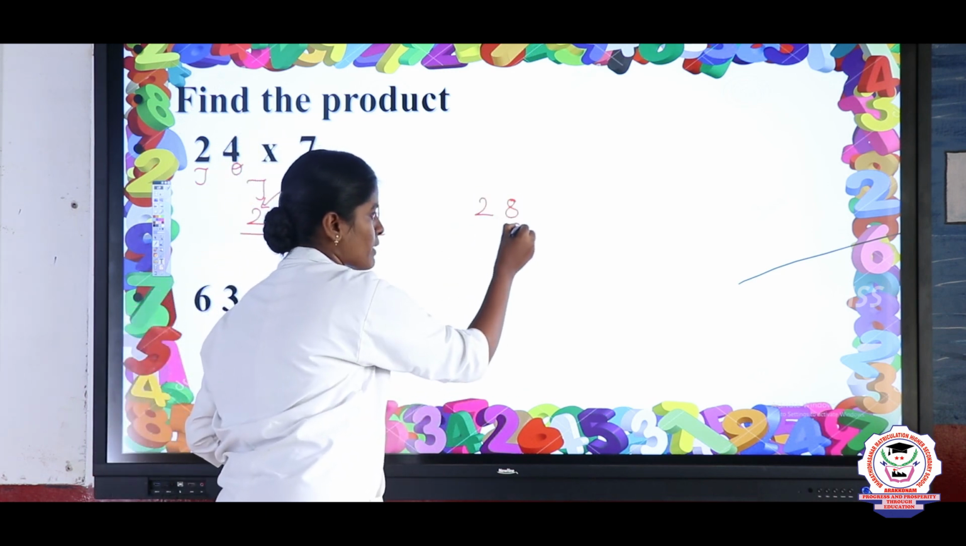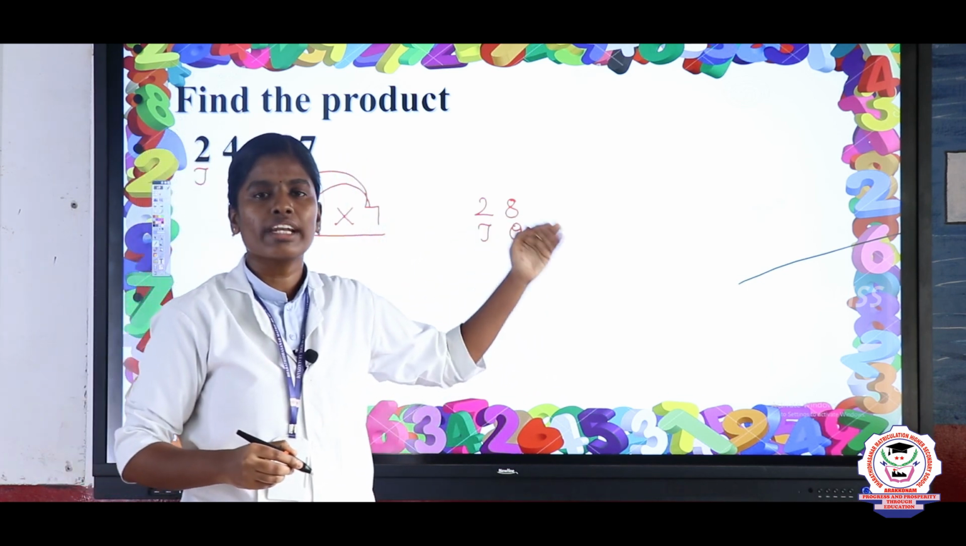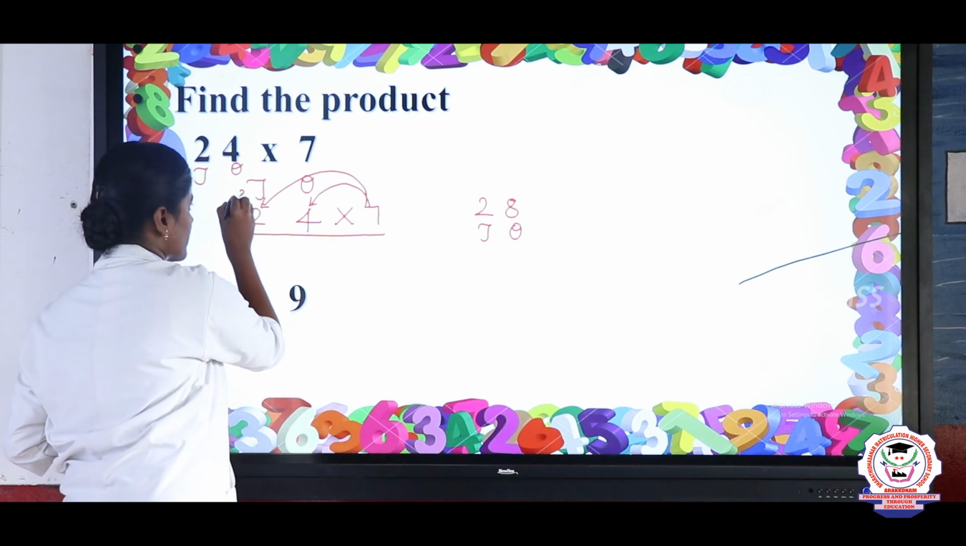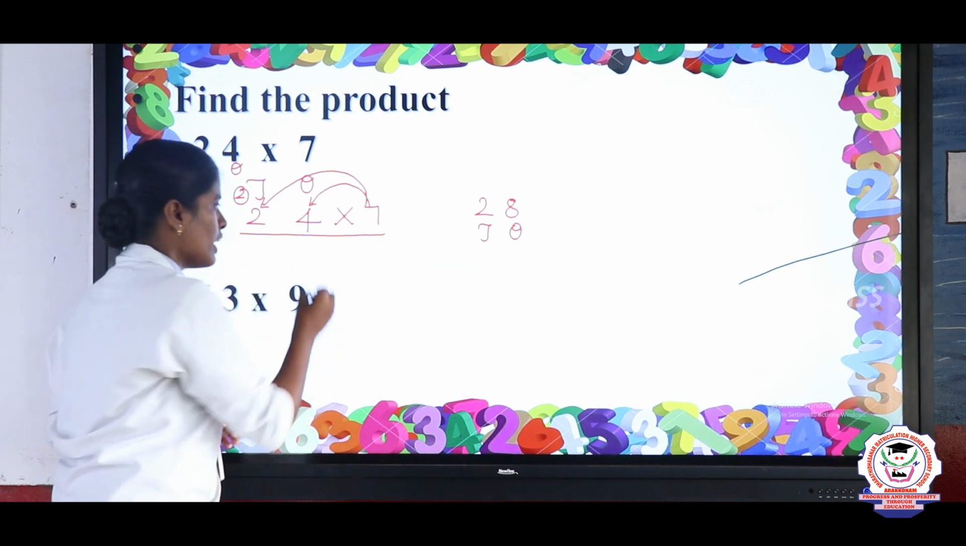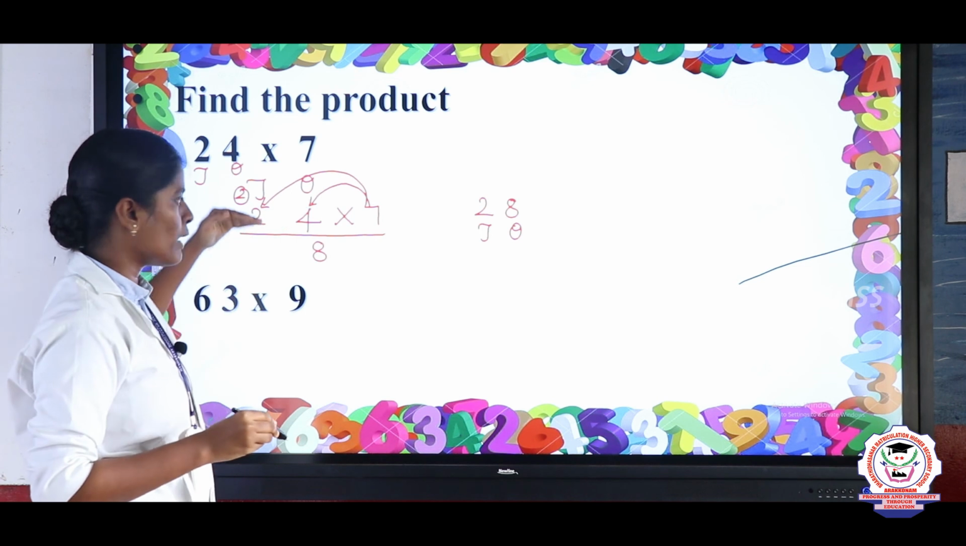What is the answer? 28. So, this is 1's place value and this is 10's place value. In that 10's place value, you should write a carry place. The 10's place value is 2. So, write here. And that 1's place value is the 8. Write down. Next, you will take 7 and multiply by 2.